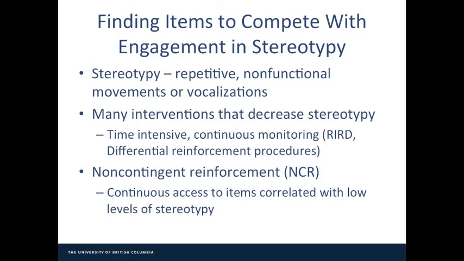And by automatic reinforcement, I mean that engagement in stereotypy produces the reinforcer. So for example, if I flap my hand in front of my face, the act of flapping my hand produces the visual stimulus of that hand flapping in front of my face, regardless of anything else that's going on in the environment. So that's what we mean by automatic reinforcement. So as I mentioned, not all stereotypy is automatically maintained, but for the purposes of this presentation and non-contingent reinforcement, which is what we're going to talk about today, we're going to talk exclusively about automatically maintained stereotypy.